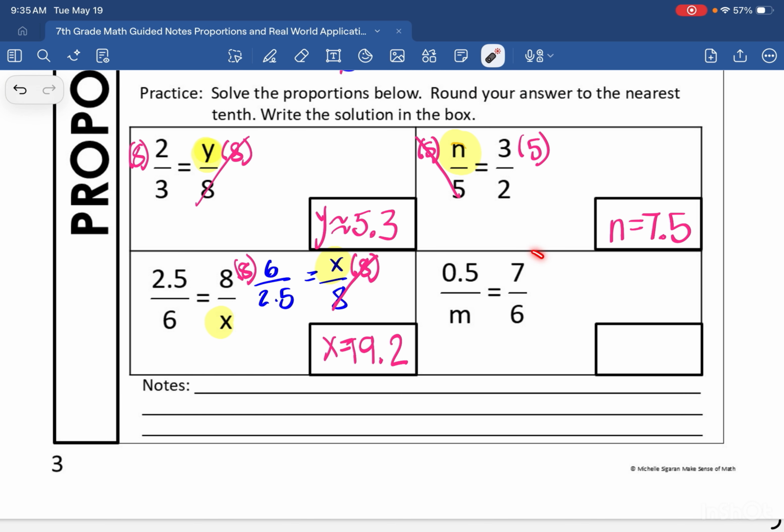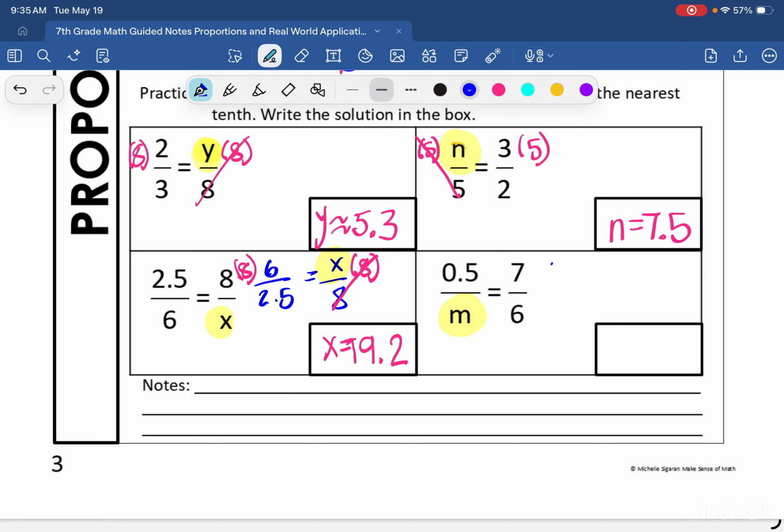Last question on this page, 0.5 over m equals 7 over 6. I am going to flip my ratios here because my variable is in the denominator. So rewriting these, I have m over 0.5 equals 6/7. Now my variable is in the numerator.